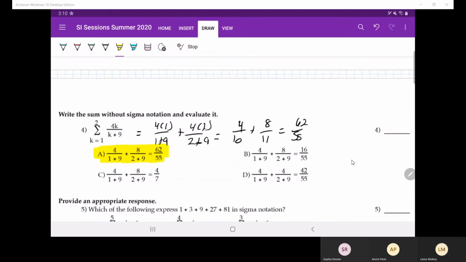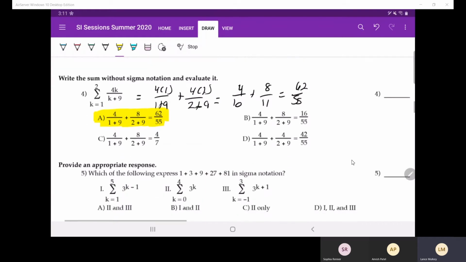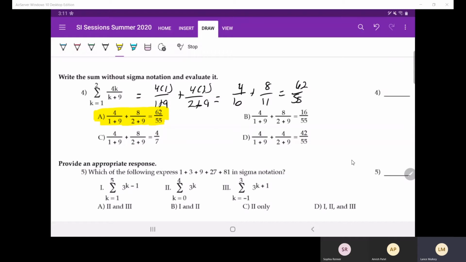But yeah, that's your notation. You start out with 1. Everywhere you see a k, you plug in a 1. Then you go in intervals of 1. Then you go to 2. Say if that was 3, you'd add a third one: 4 times 3 over 3 plus 9. And you add them all together.